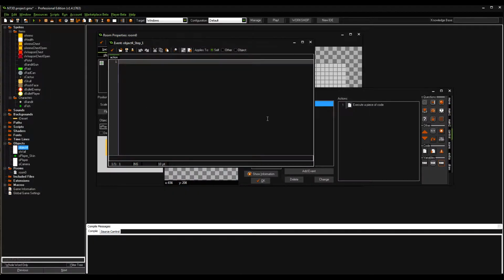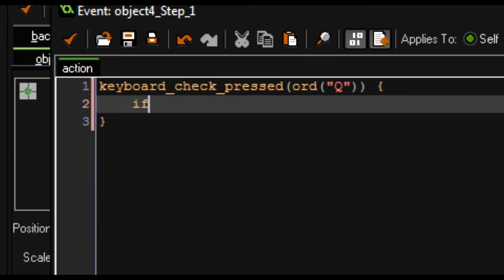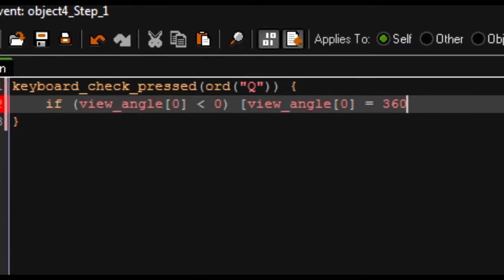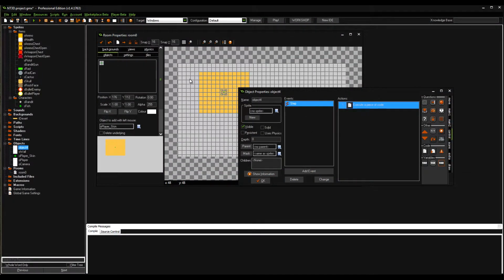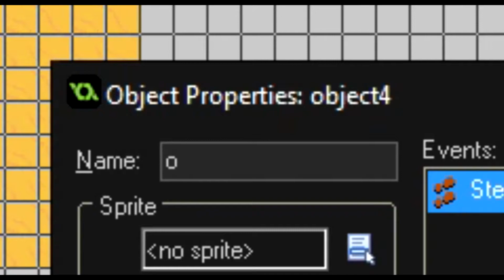The only way I really know how to do rotation, and I think it is legit the only way that you can do rotation, is to use a view angle. So my knowledge with view angles is: if view angle 0 is less than 0, view angle 0 equals 360. Should I do 1? 1 is going to be a slow rotation. Maybe we do 5. So let's check that works. We can just put it in the object controller. That sounds good. Let us check it.